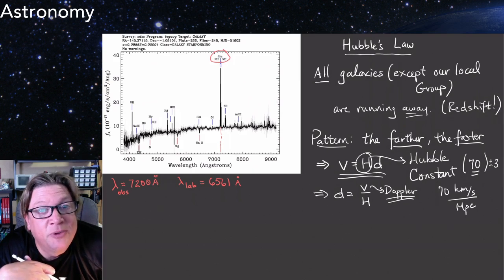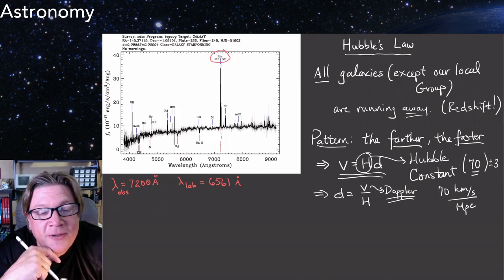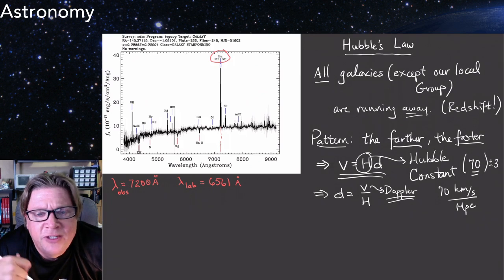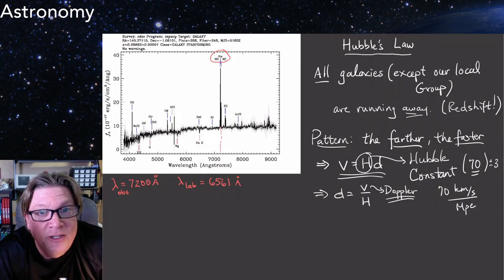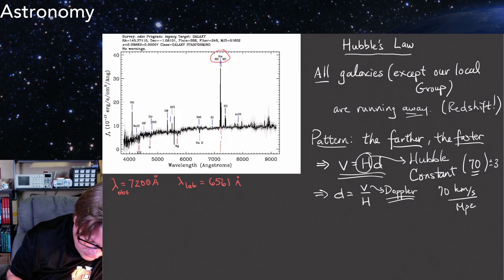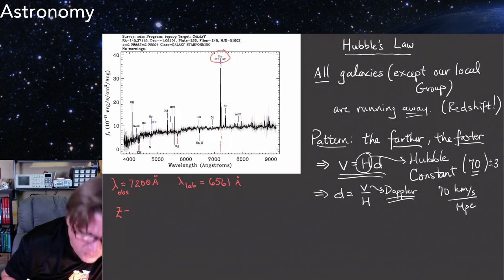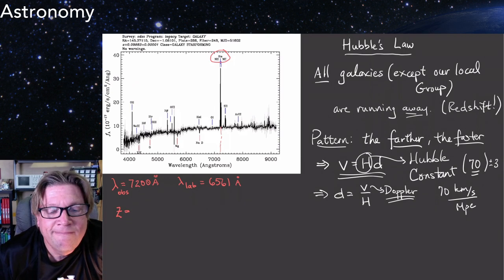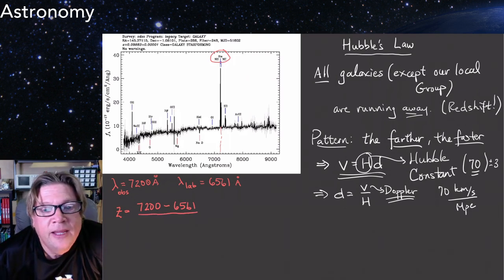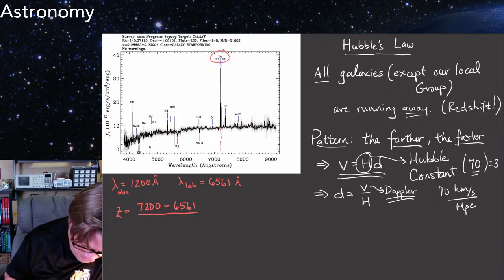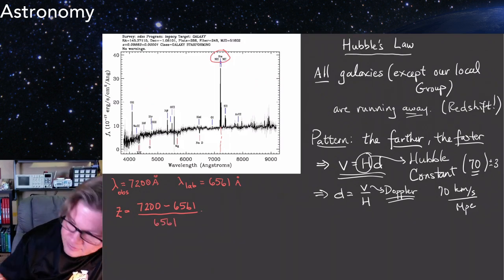Really what we want is a percentage. That's what we're going to call the redshift. So how do you get a percentage? This is no different than if you're buying something: it was $6,500, now it's $7,200. What percent did it go up? So we're going to use the same procedure you would use in everyday life. The redshift is just going to be what we observe minus what it is in the lab. Then we just divide by the original. Okay, let's do that.